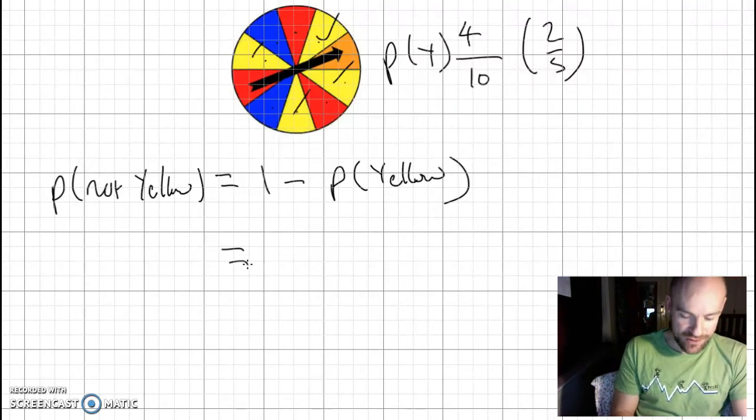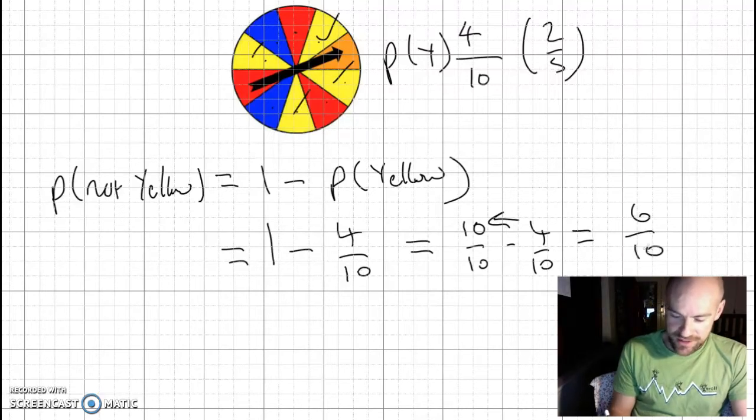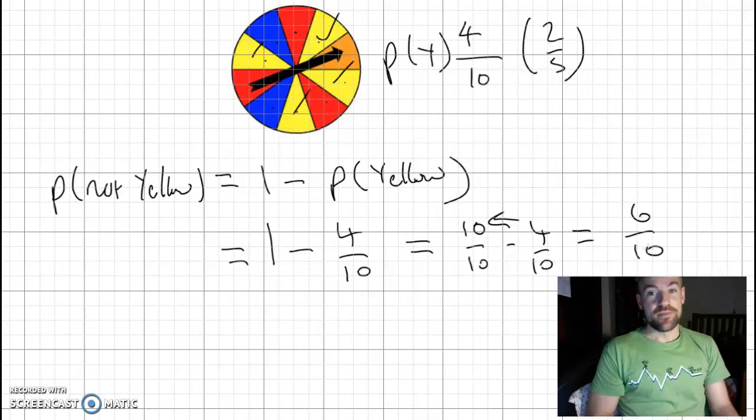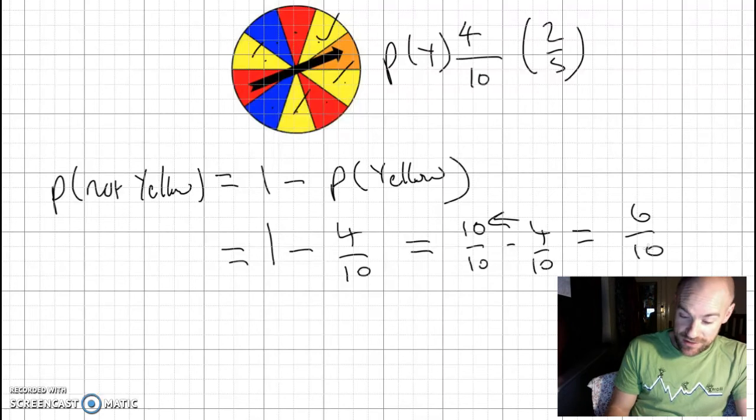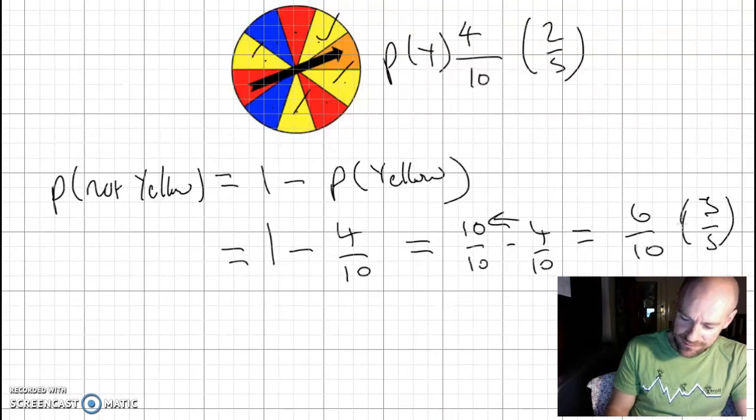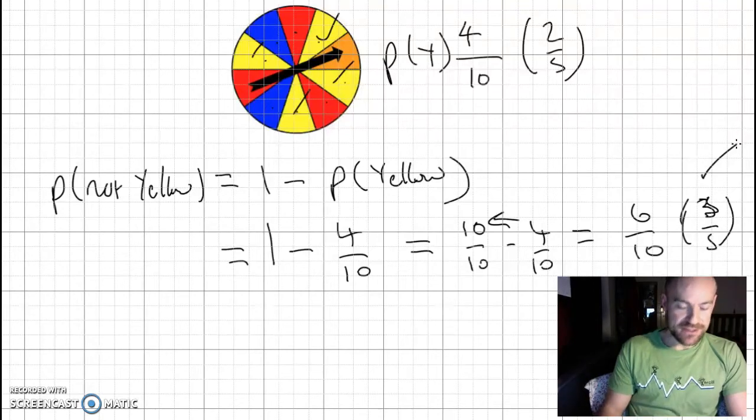So the probability of not yellow is 1 minus 4 over 10, which we can write as 10 over 10 minus 4 over 10. Take the 4 away from the 10, we get 6 over 10. So the probability of not picking yellow is 6 over 10, or 3/5. If you want to simplify, and I would always simplify at the end to save confusion. So yeah, 3/5.